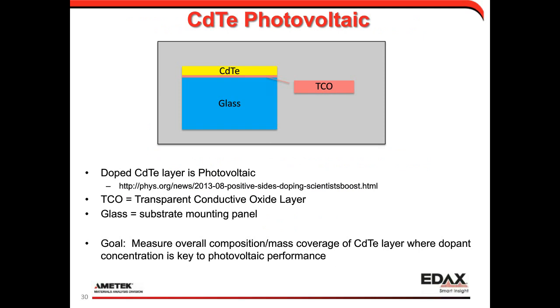Another photovoltaic absorber example, CdTe. This is typically plated on rigid glass panels. So here we're measuring the photovoltaic absorber on top of a transparent conductive oxide layer on top of the glass itself. The overall goal here is that they dope the CdTe with something to give it a photovoltaic capability, and the way that dopant is introduced, the amount of dopant, tells you the efficiency of the photovoltaic absorber. These kinds of formulations generally are proprietary. That's why we don't discuss numbers in these particular situations.